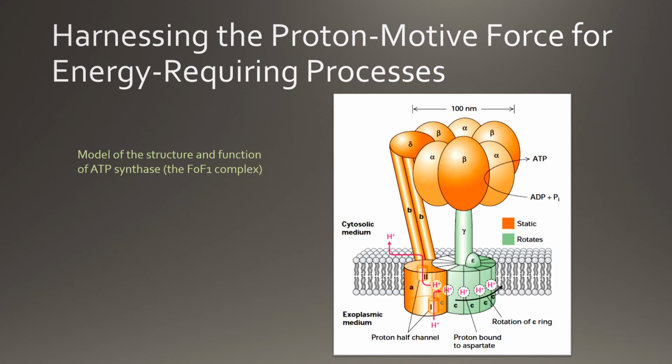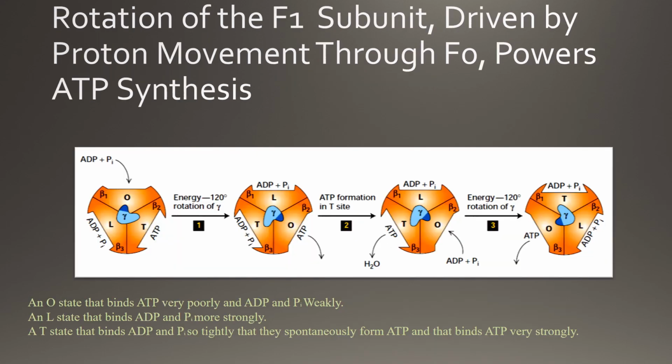So we will examine how ATP is generated. We will discuss this next. Here, the rotation of the F1 gamma subunit, driven by proton movement through F0, powers ATP synthesis.